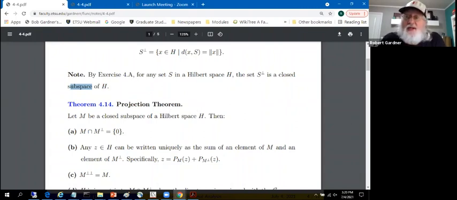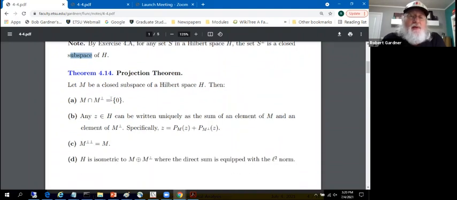I bring that up because the next theorem deals with M, a closed subspace of a Hilbert space. So an example of M would be a perp space for a given set. So let M be a closed subspace of a Hilbert space H, then M intersect M perp is the zero vector. Not too surprising. We'll put together a little one-line argument to justify it, though.